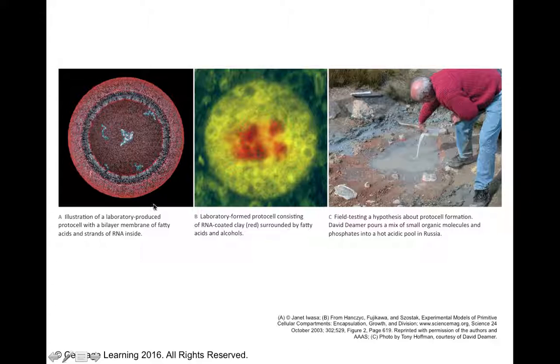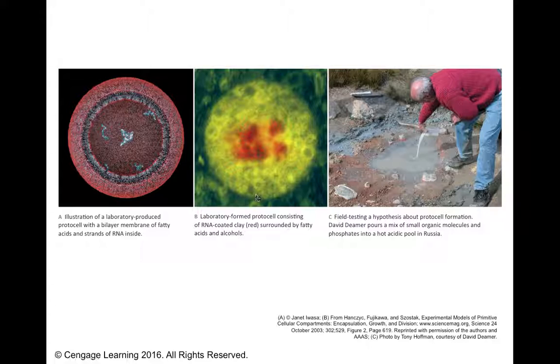Here's an illustration, a drawing, of a lab-produced protocell. It's got fatty acids on the outside and it's got RNA on the inside, so maybe that could be something. Here we have another one. Again, we put all the pieces together and we built it in a lab. It's a protocell consisting of RNA that was actually made on clay, and that's on the inside, and then the fatty acid alcohols are on the outside. So maybe that's something that could have worked.